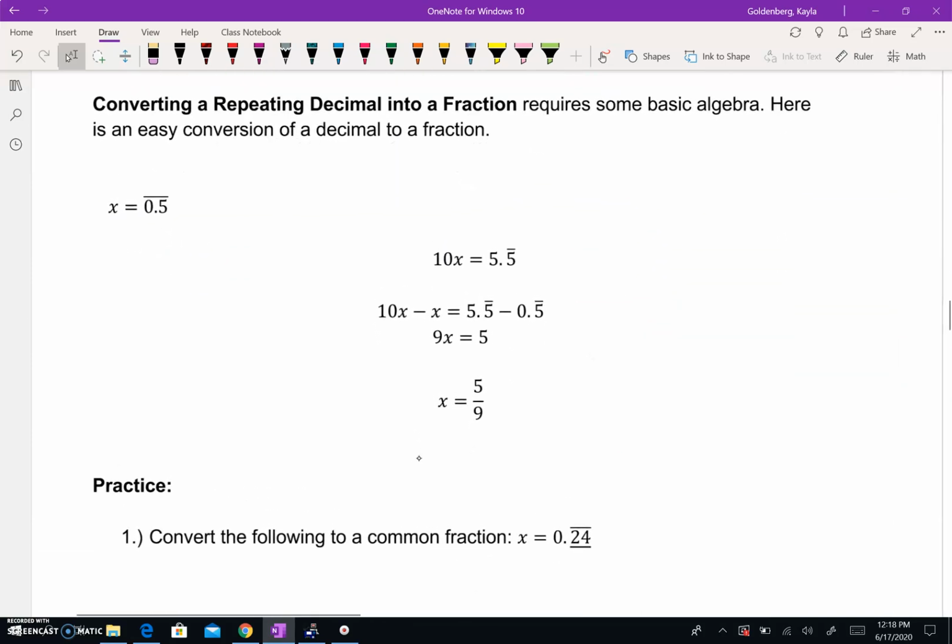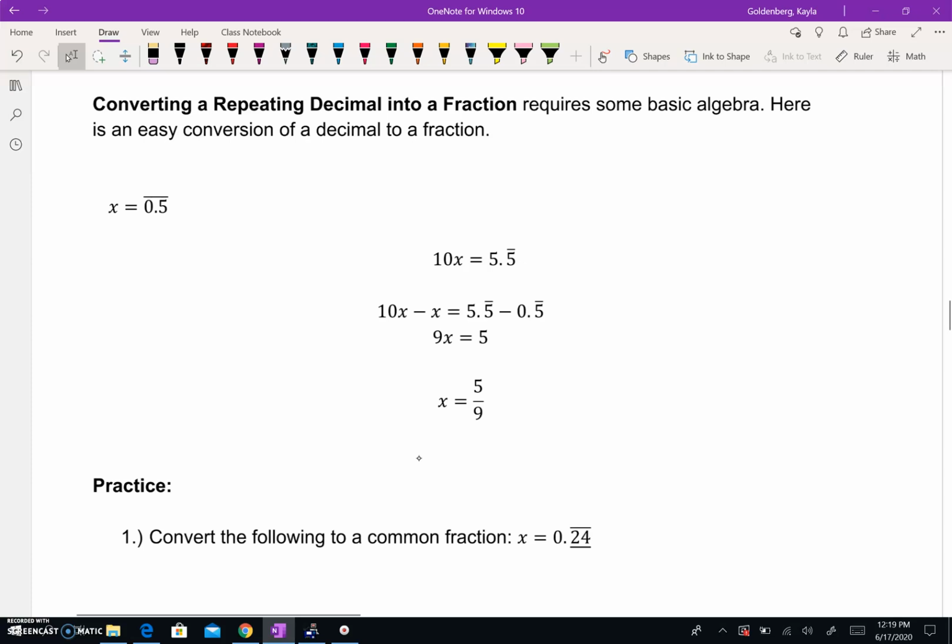Okay, so converting a repeating decimal into a fraction. And this is just a little bit of practice being familiar with decimals and fractions, just so that you've got that as a skill set. This is useful because this is something that you could do without a calculator, right?